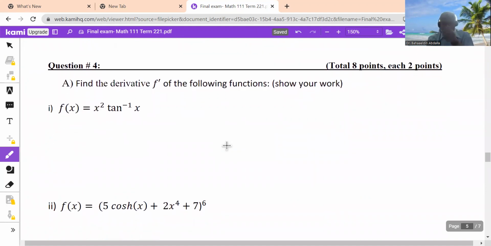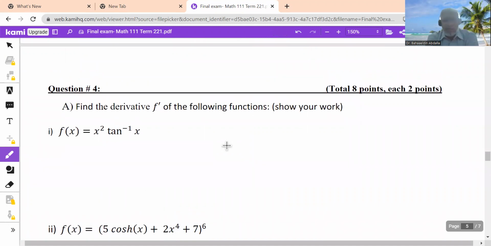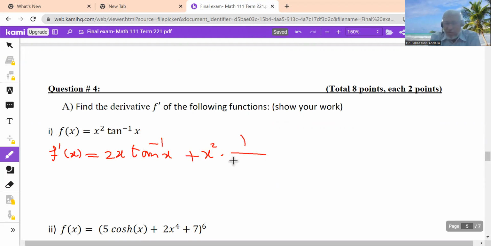Find the derivative of the following functions. Show your work. Well, for the first part, I have a product. So I'll use the product formula. So f prime of x would be derivative of x squared is 2x times tan inverse x plus x squared as it is times the derivative of tan inverse. Well, the derivative of tan inverse x is 1 over 1 plus x squared, and you can leave it like this, or you can write x squared out here.